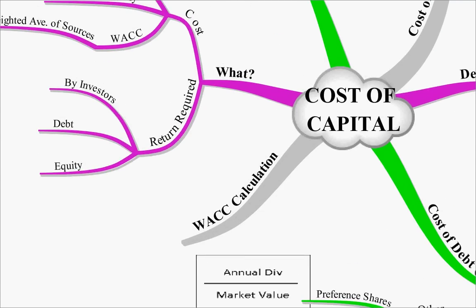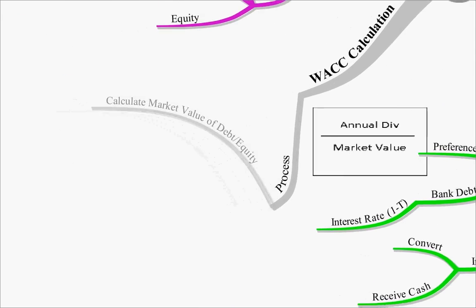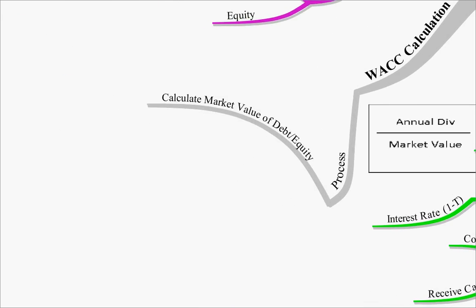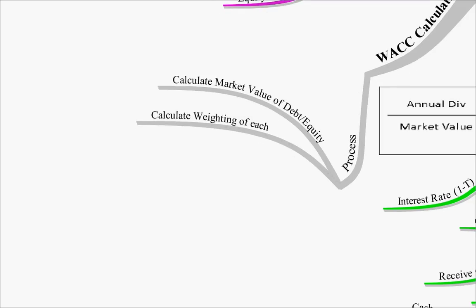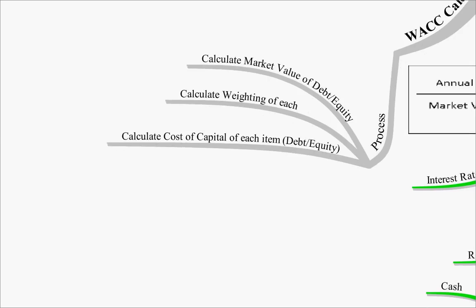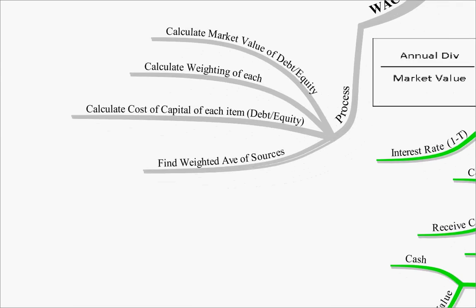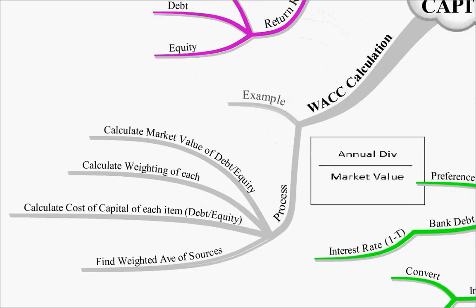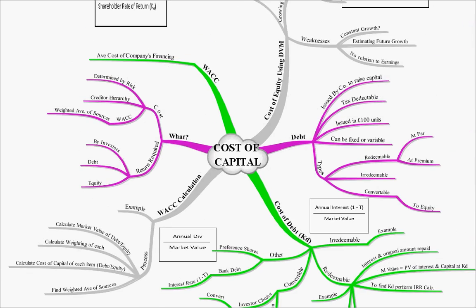So how do we then put all of this into a weighted average cost of capital calculation? Well, first things first, we calculate the market value of debt and equity. We then calculate the weighting of each, i.e. is it 20% debt, 80% equity, 30% debt, 70% equity. Calculate that to see the weighting of each source of finance. We then calculate the cost of capital for each item using the calculations that we've just looked at, and find the weighted average of each of those sources, and that's how we calculate our WACC. Okay, so that was our lecture on the cost of capital.